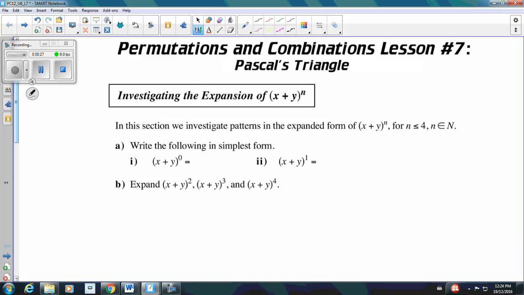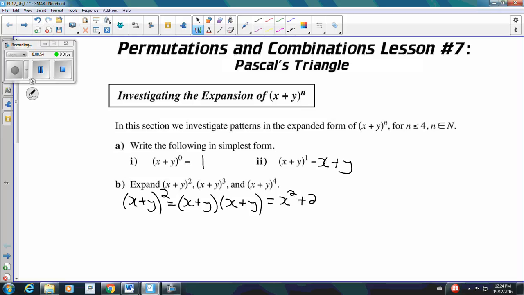So here we're basically foiling things out. The first ones are easy. X plus y to the 0 is 1. We know anything to the power of 0 is 1. And x plus y to the 1 is simply x plus y. Well, now what about x plus y squared? Remember this is x plus y times x plus y. So when we FOIL out and combine like terms, we have x squared plus 2xy plus y squared.